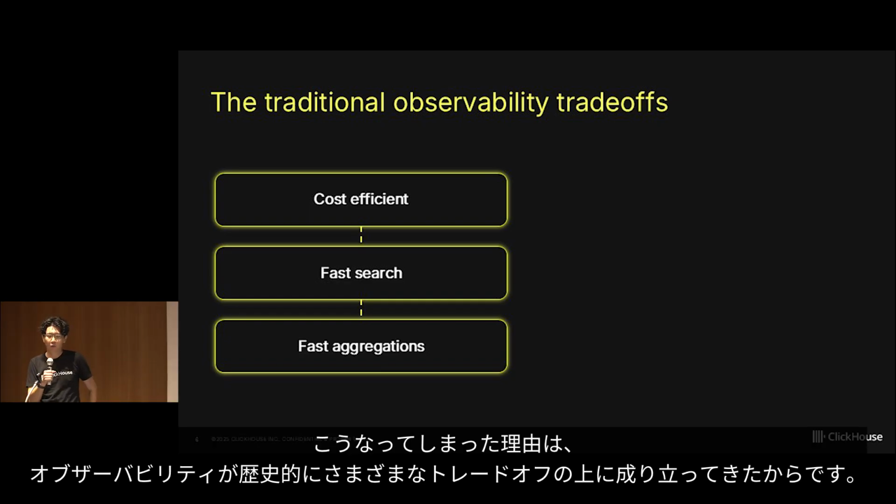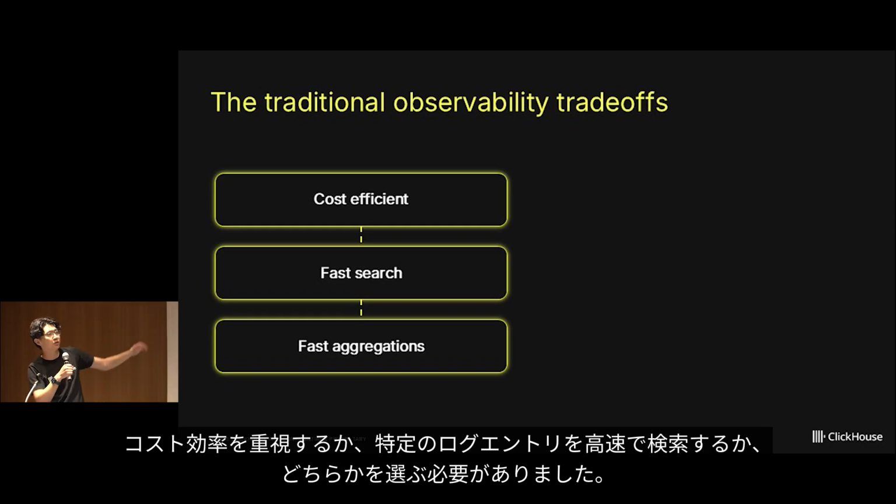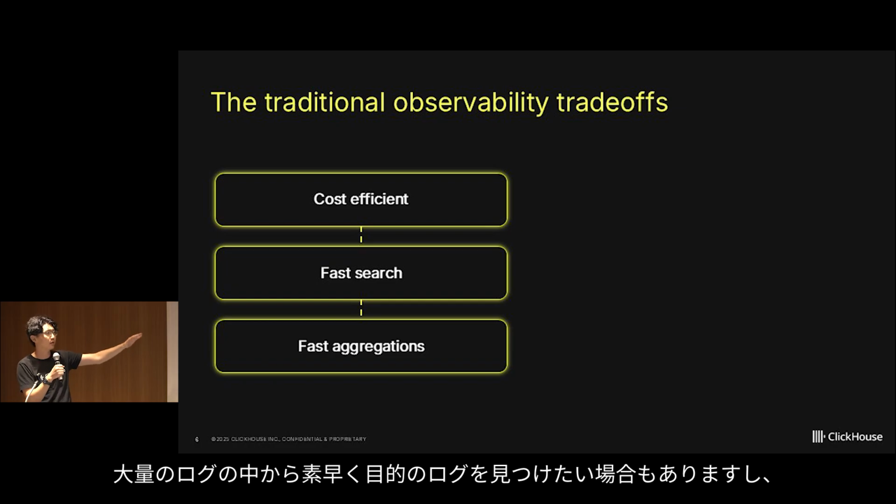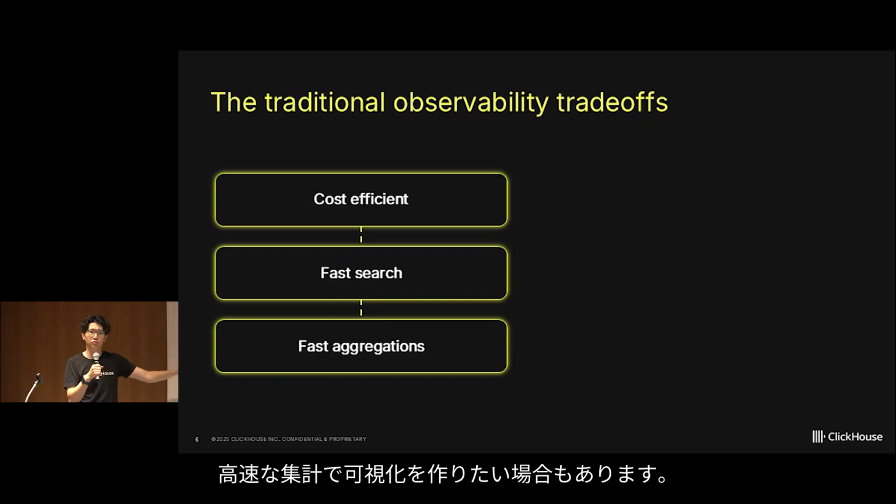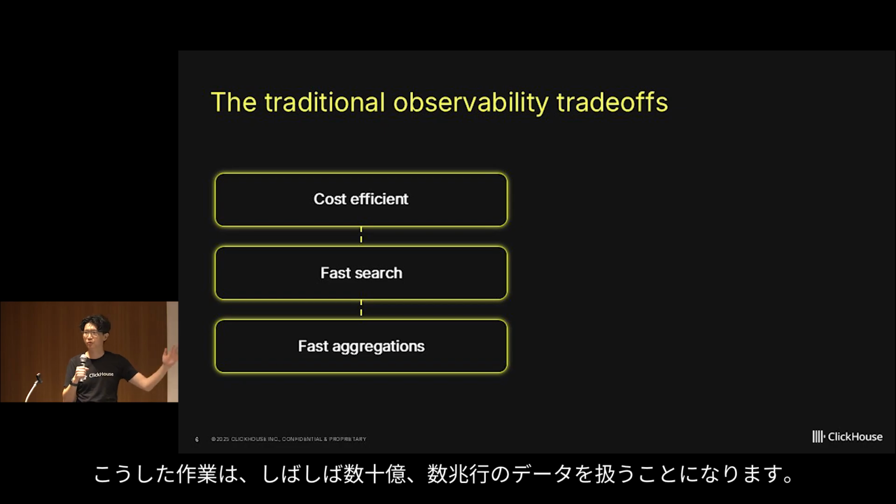And why we've gotten here is because observability has historically been a series of trade-offs. You can either be cost efficient, or be really fast at searching for specific logs in a pile of logs, or really fast at aggregation for building visualizations over billions or trillions of rows.